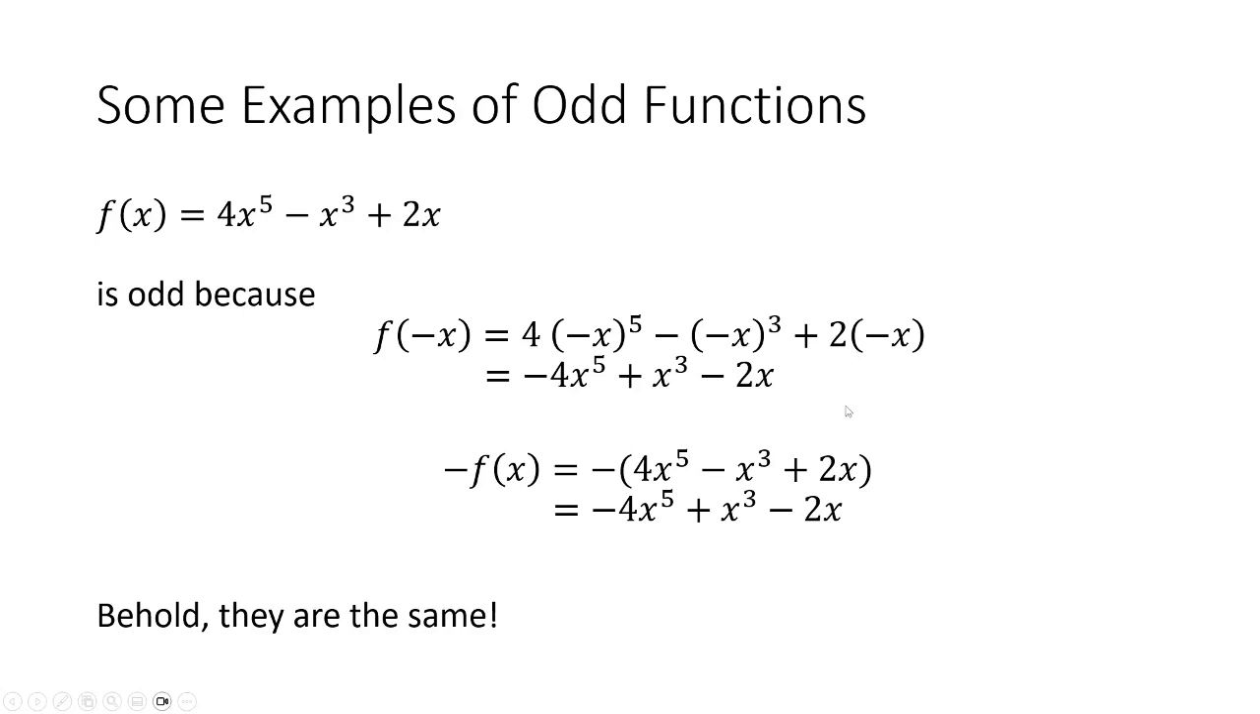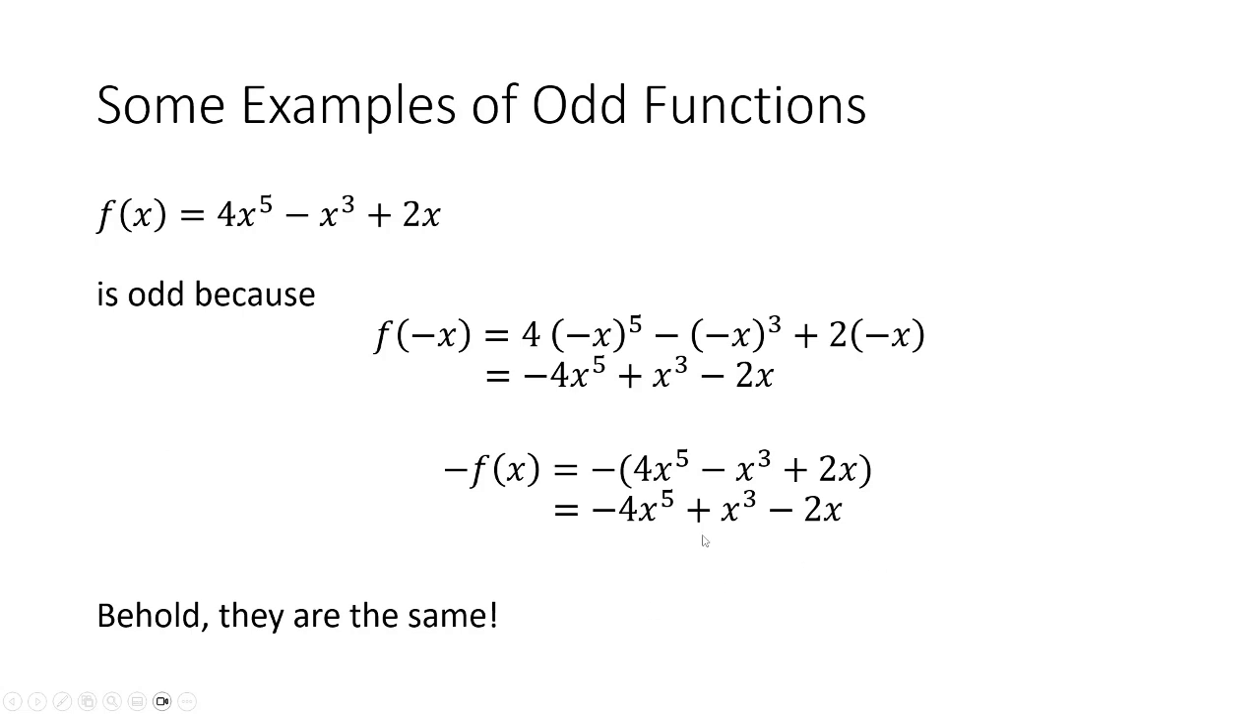Now, let's also see what happens if I apply a minus sign to the outside of the function. If I apply a minus sign on the outside to this function, then I get negative quantity 4x to the fifth power minus x to the third power plus 2x. And if I distribute and simplify that, then I get exactly the same result that I got in the previous paragraph. So we can see that these are the same result, f of negative x and negative f of x, and because those are the same, we call this function an odd function.